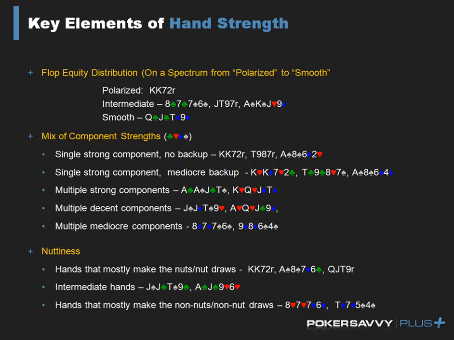Like Ace, Ace, Jack, 10 double suited, again, makes the nuts a bunch of different ways: two nut flush draws, nut flushes, nut straights, nut sets. It's a very, very strong hand, and it's a very nutty hand.